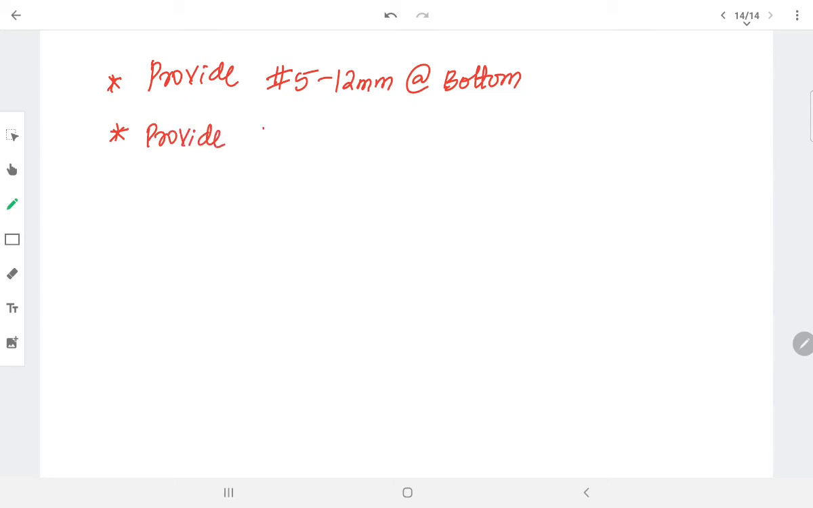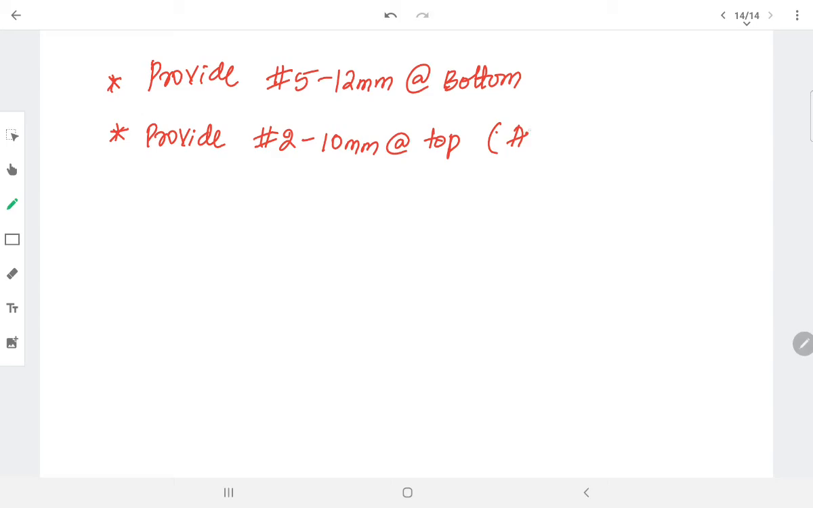So what I will do, I will write a statement that provide 5 numbers of 12 mm at bottom. This is first statement. And another statement that provide 2 numbers of minimum 10. You may go for 8 or 10 mm at the top.